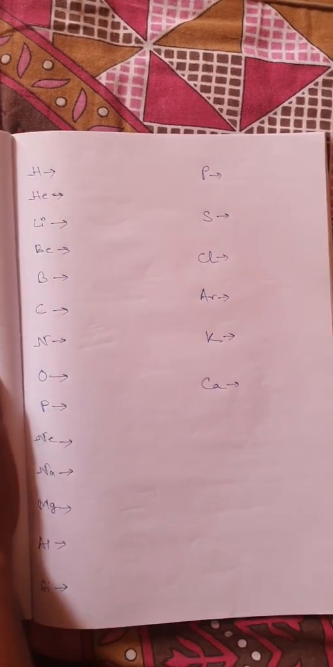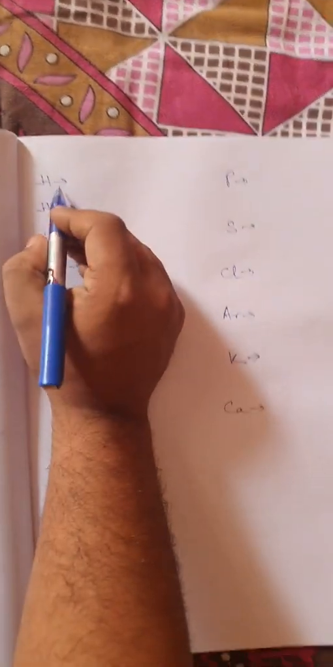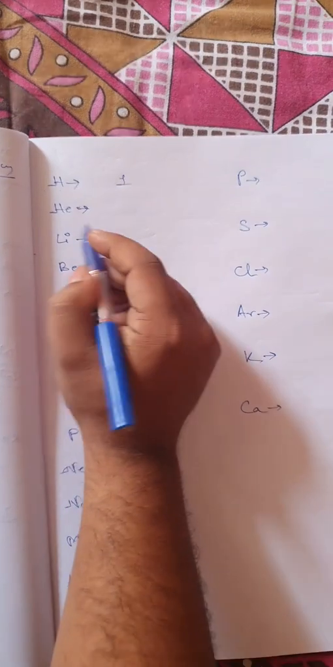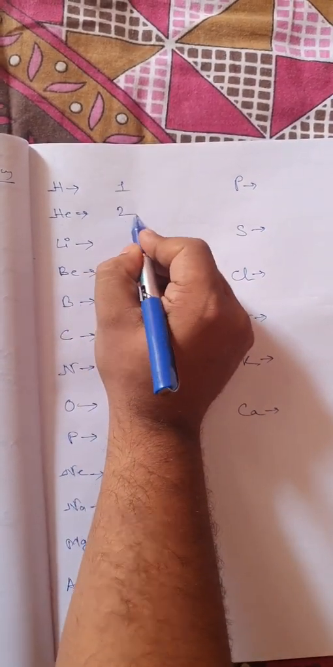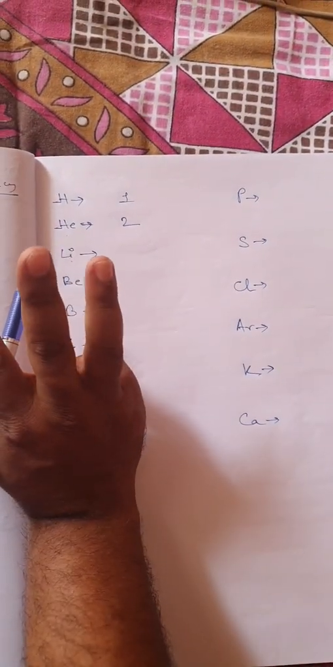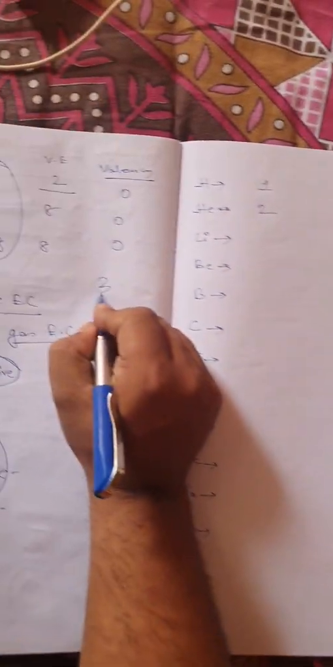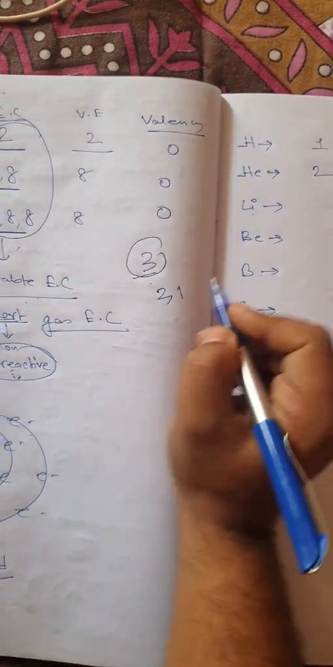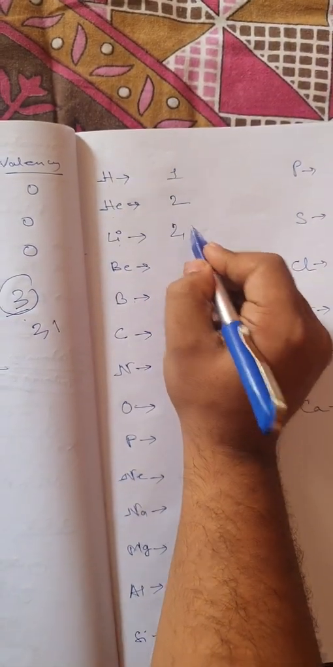However, coming back to the topic, hydrogen has atomic number 1, so the electronic configuration is 1. Helium has atomic number 2, so the electronic configuration is 2. Lithium has atomic number 3, which means 3 electrons, so 2, 1.